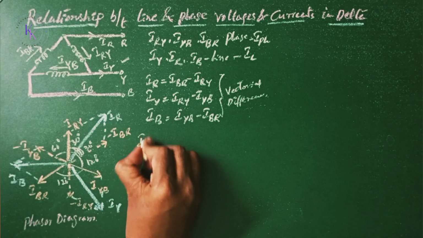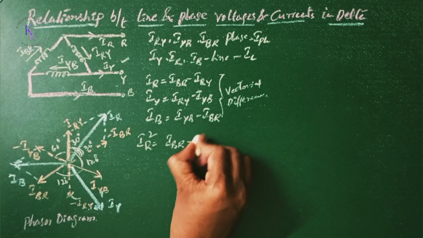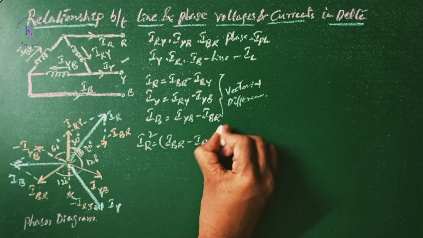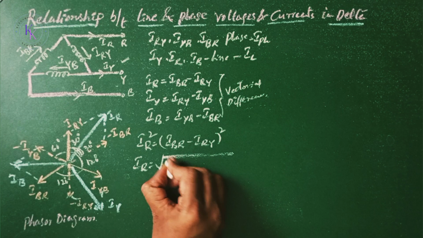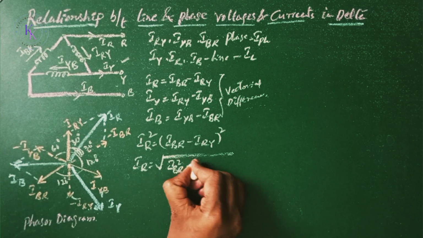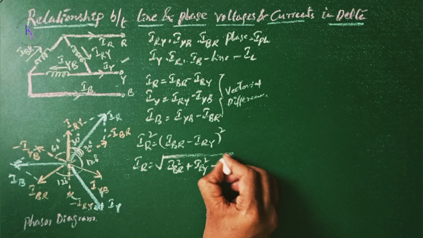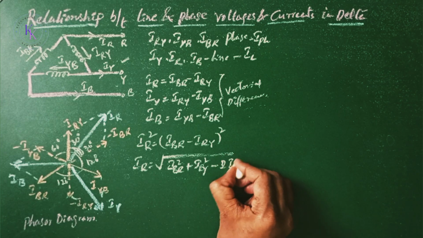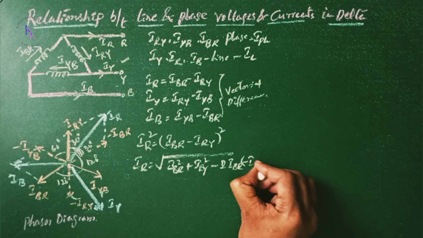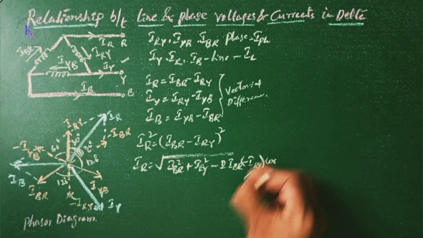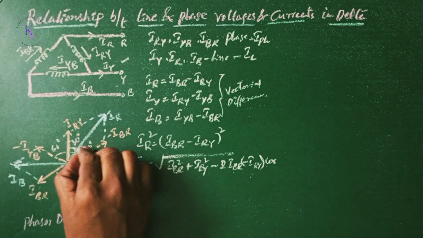Now let us find out I_R. I_R square equals (I_BR minus I_RY) whole square. Then I_R equals the square root of I_BR square plus I_RY square minus 2 I_BR I_RY cos of the angle between these two. We will be getting 60 degrees as the angle between these two.